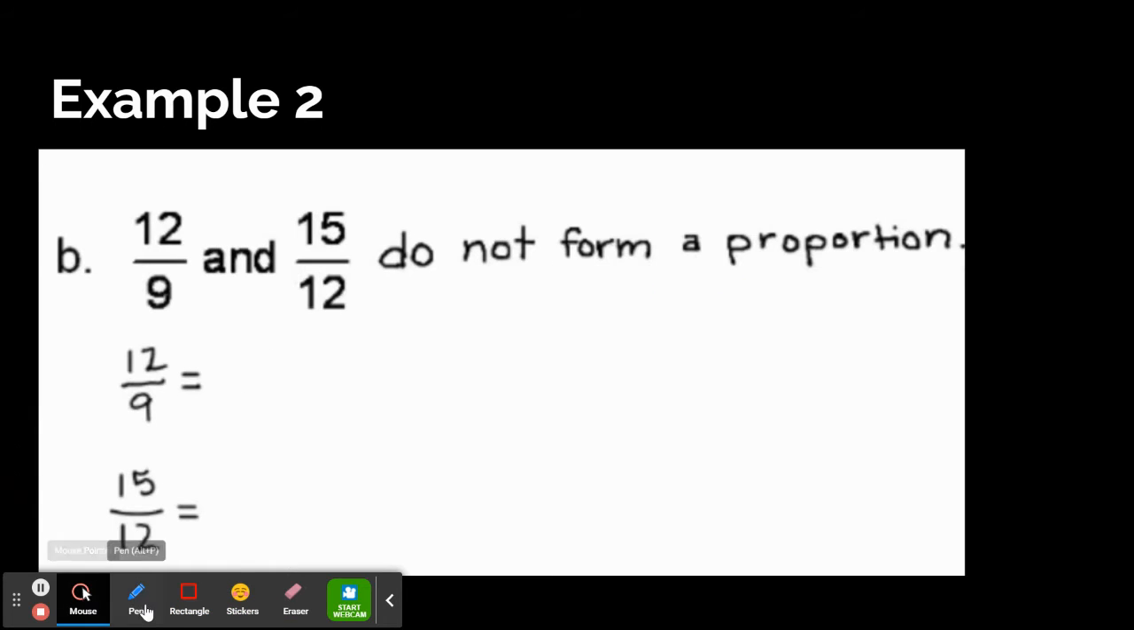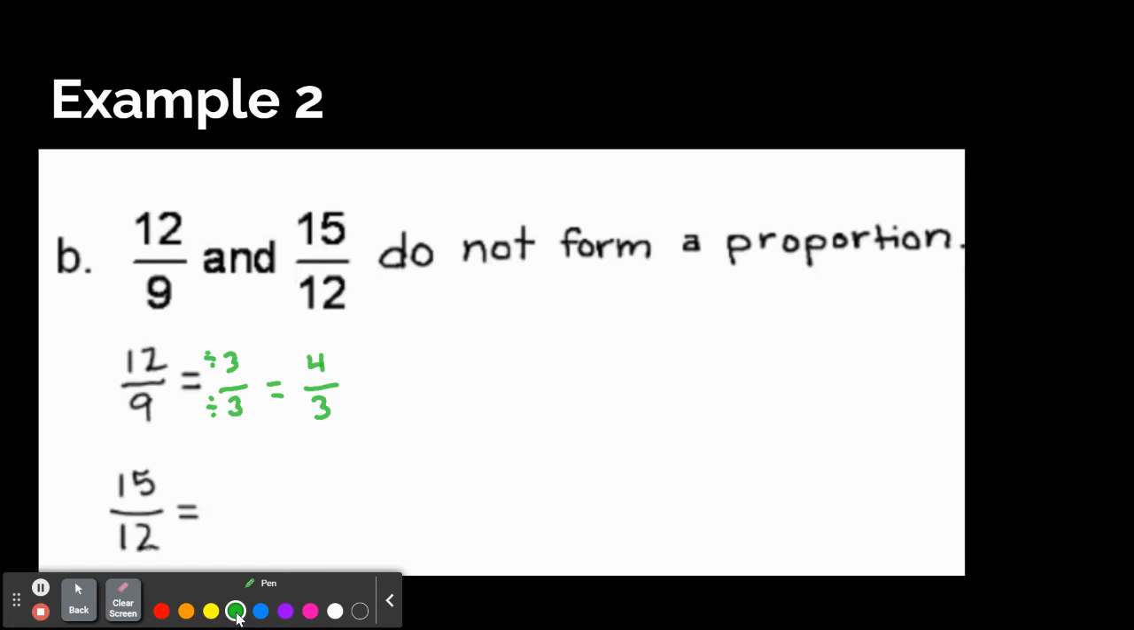Take a look at this next example. Same thing, we have two ratios. These ones do not form a proportion. Let's look at why. Again, we're going to reduce both of these fractions to their simplest form. I see that both 12 and 9 are divisible by 3. 12 divided by 3 gives 4, and 9 divided by 3 is 3. So this reduces to 4/3.